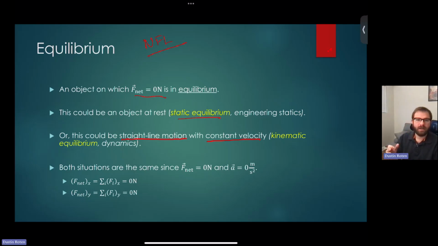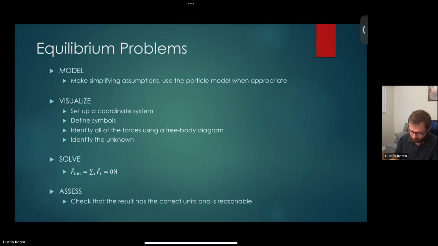In both of these situations, since the net force equals zero and there's no acceleration, you know that you can break up the x components, sum those up, and those have to equal zero. And you can also break up the y components because you know those also have to equal zero. When we think about these equilibrium problems, it's going to work the same way, or at least in a very similar way, as the previous problems that we worked on. So the 2D kinematics problems.